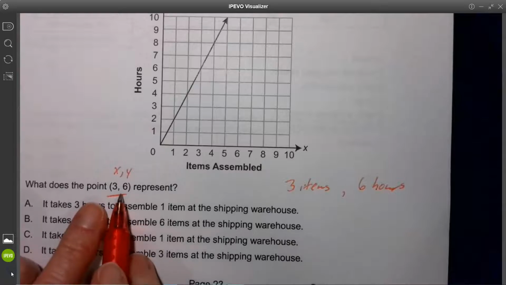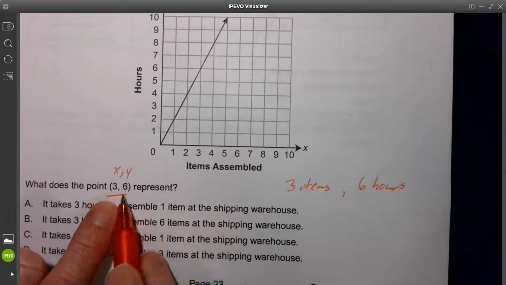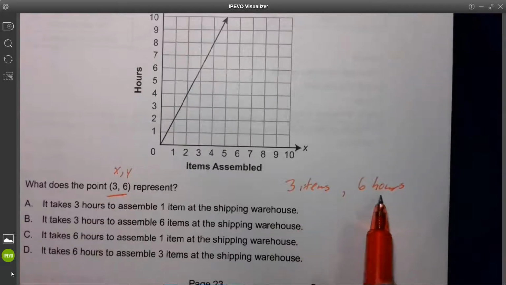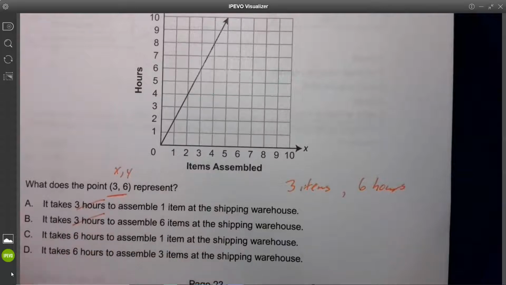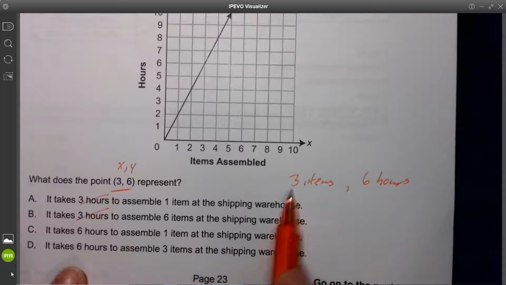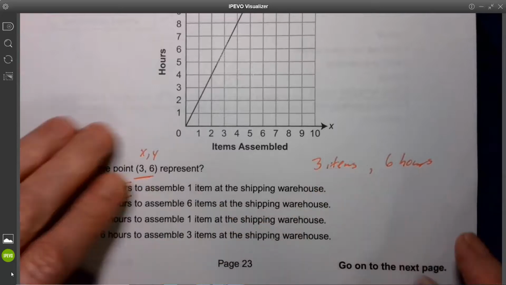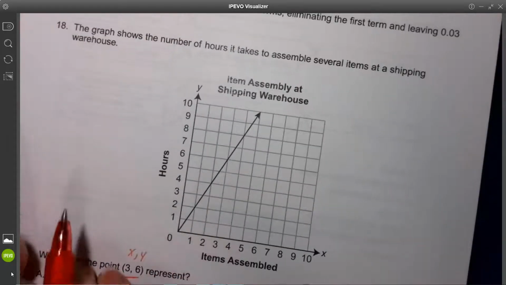So what I did is I look at the ordered pair and I match it up. 3 is the x value. So 3 is items assembled. 6 is the hours. So I wrote 3 items, 6 hours. I write that down first. Now I go look at it. It says 3 hours. Nope, we're talking about 6 hours. So those two are out. 6 hours to assemble 1 item. Well, we assembled 3, so 6 hours to assemble 3. But if I write this down too, take the ordered pair, write out what it means, it sure does make my life a whole lot easier. Okay?